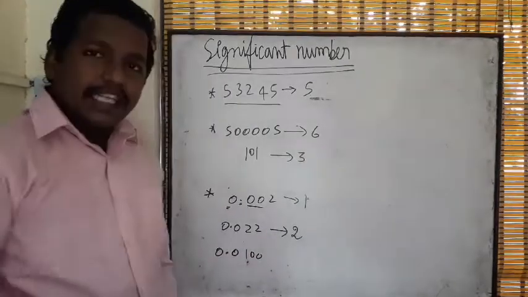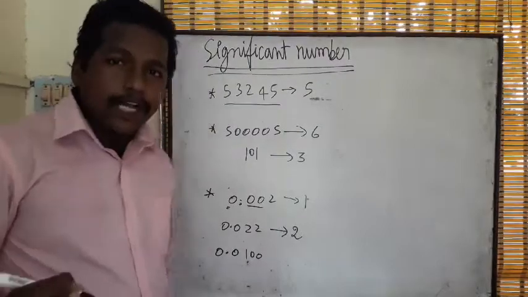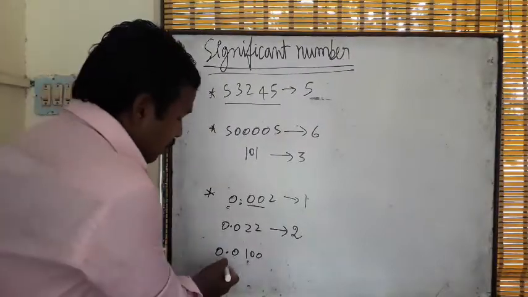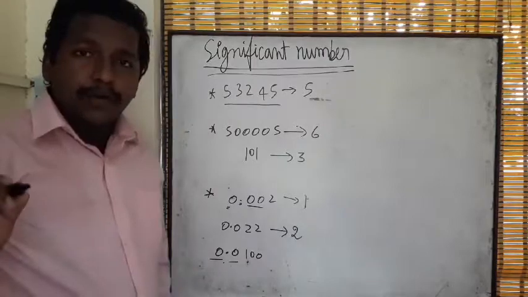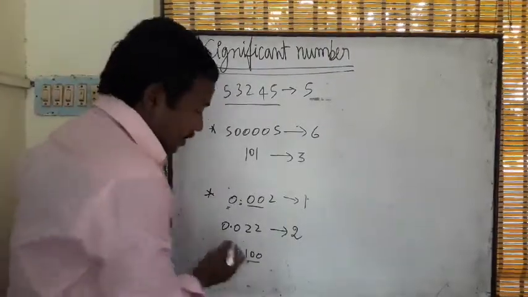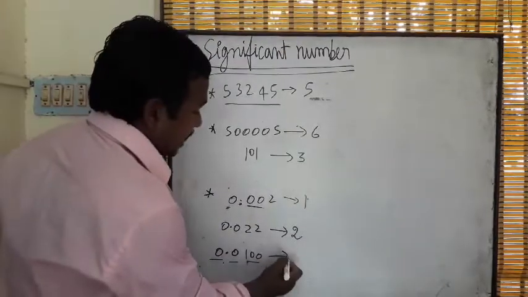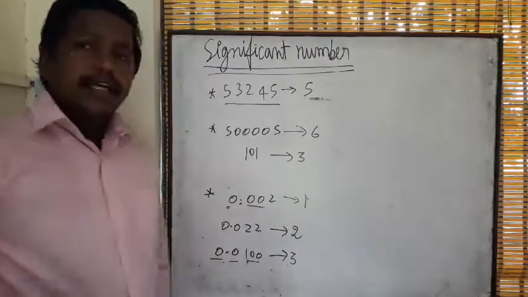The same thing in the case of 0.0100. The value is less than 1, and before and after the decimal we are not going to consider the zeros as significant, but the trailing 0, the end 0, we are going to consider as a significant number.